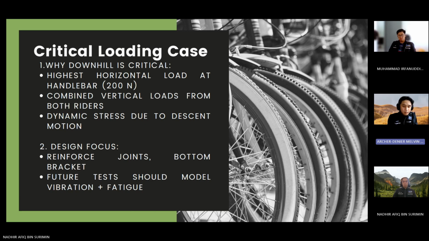Okay. Next is the design focus, which is the reinforced joints and bottom bracket, and for future tests, the model should include vibration and fatigue.